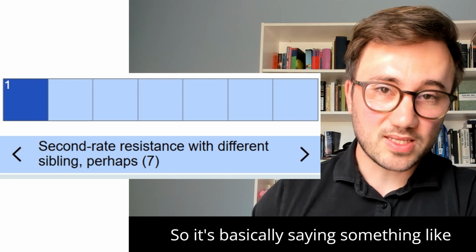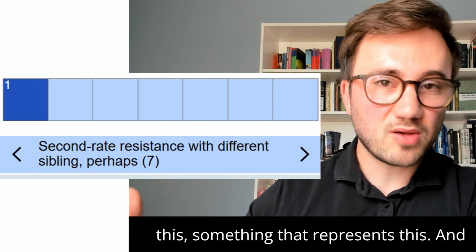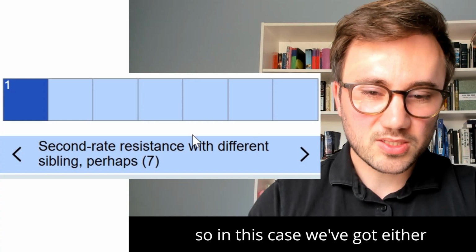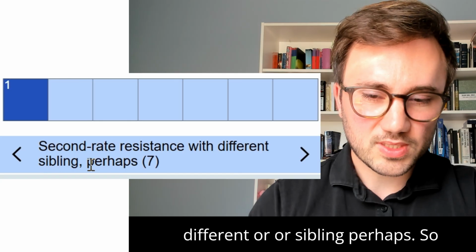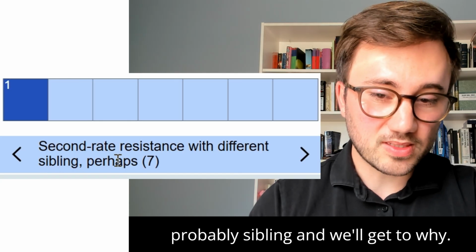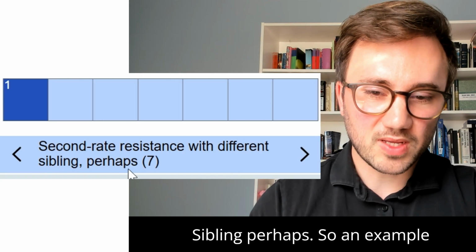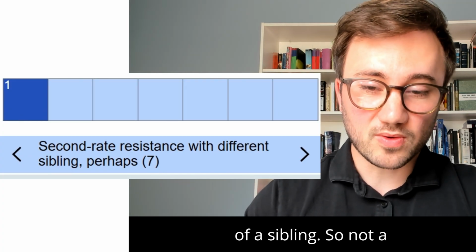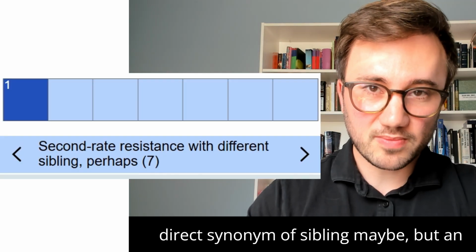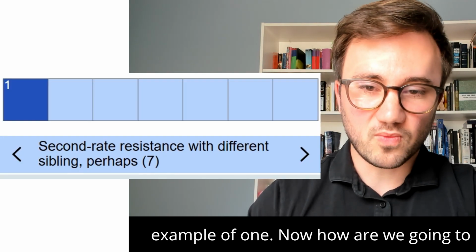So it's basically saying something like this, something that represents this. And so in this case, we've got either different or sibling, perhaps. So probably sibling, and we'll get to why. Sibling, perhaps. So an example of a sibling. So not a direct synonym of sibling, maybe, but an example of one.